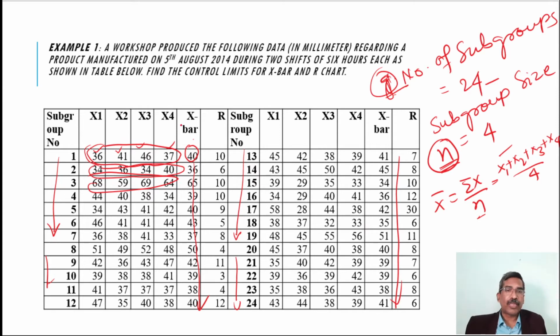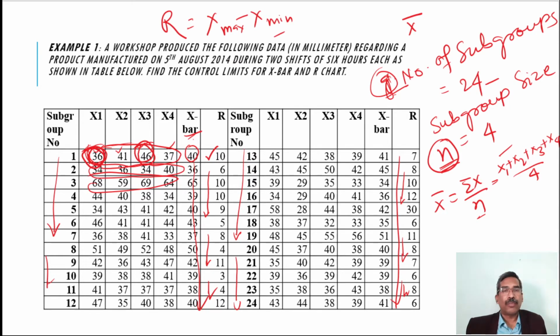Now after calculating the value of X bar, we have to calculate the value of R, the range. R means range of variation. That means we look at the minimum value and the maximum value among these 4 values. In this case the minimum value is 36 and the maximum value is 46. So the range of variation is 10, so this is written as 10. In the same fashion we calculate the value of R for all the different subgroups, where R is equal to X maximum minus X minimum. So this is the range of variation.